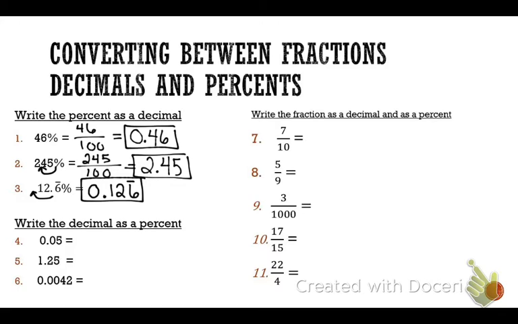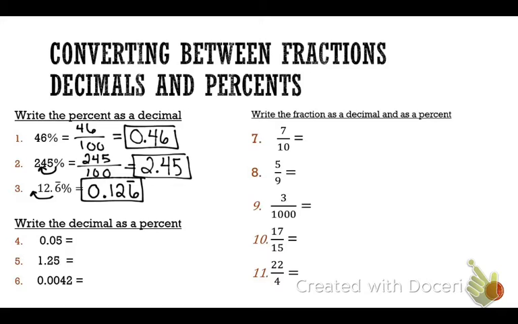Now let's flip the table. On 1 through 3, we wrote the percent as a decimal. On 4 through 6, we're going to write the decimal as a percent. We're going to go the other way. If a percentage means to divide to get to the decimal, what do you think you're going to do to go the other way? You're going to multiply by 100. So now you're going to move your decimal to the right 2 places.